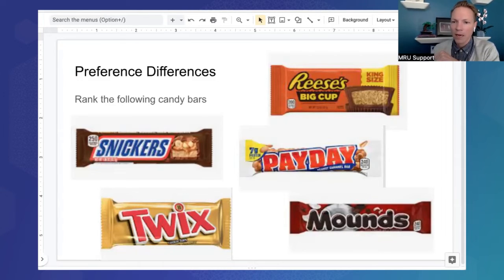And what I'd like everyone to do is to look at the candy bars and come up with their own personal ranking of these candy bars. So we have Snickers, Twix, Payday, Reese's, and Mounds. Just come up with your own personal ranking, 1 through 5, and then drop it in the chat. So I'm typing out mine right now.